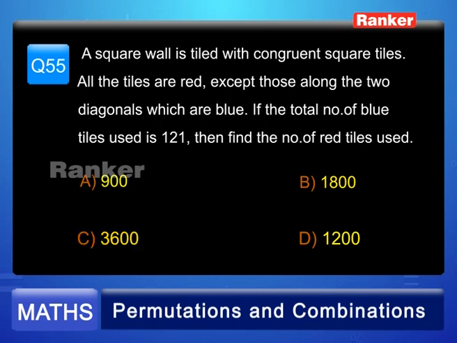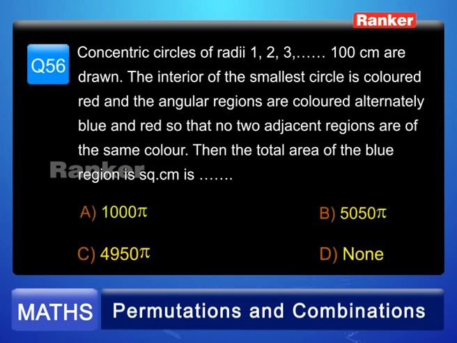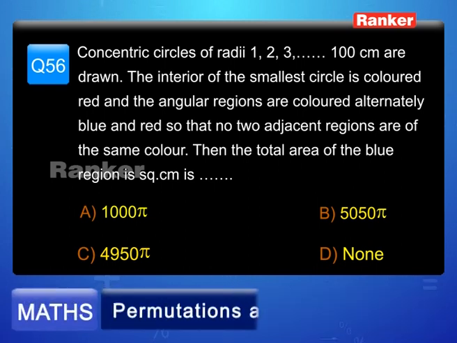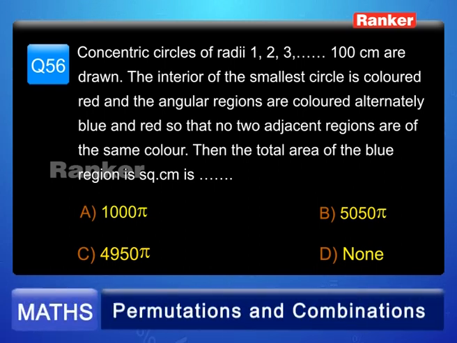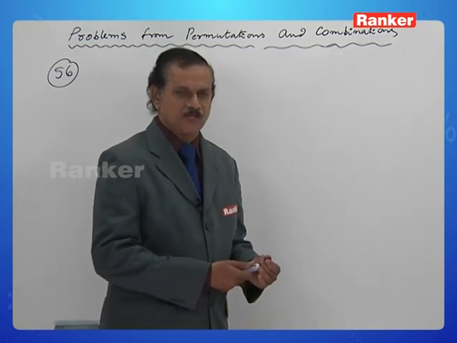That is the question. The next question, that is the 56th question, is before us. Concentric circles of radii 1, 2, 3, 4, etc., 100 centimeters are drawn. The interior of the smallest circle is colored red, and the annular regions are colored alternately blue and red, so that no two adjacent regions are of the same color. Then the total area of the blue region in square centimeters is required. What is the matter? Concentric circles of radii 1, 2, 3, etc., 100.